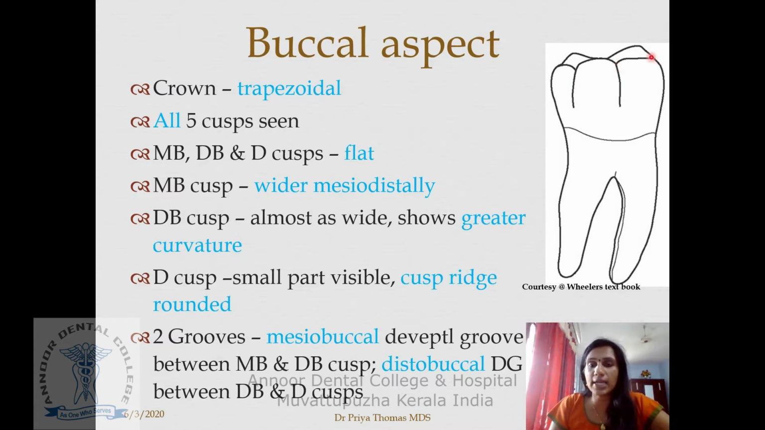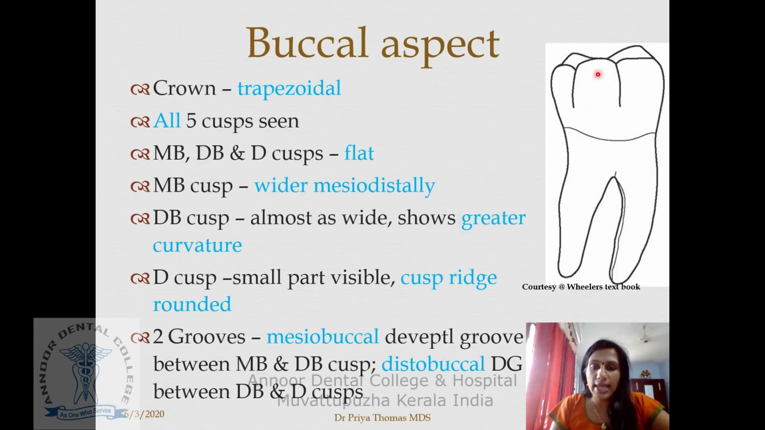Then, other than that, you have to look at the cuspal slopes or the cuspal inclines. When you look at the cuspal ridge of your mesiobuccal cusp, it is flat. Compare this ridge with the ridge of your lingual cusp. See, it has cuspal slopes or cuspal inclines. But here, the cuspal ridge is flat.